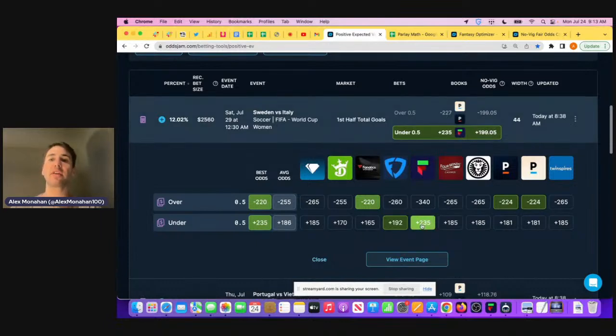We're getting plus 235 on Fliff. So we're getting better odds, or getting value, compared to the no-vig odds. We know that this bet is fairly priced. If you strip out the vig from every sportsbook, the fair price is plus 199. We're getting plus 235 on Fliff, so we're getting better odds than the no-vig odds, so this bet is profitable.